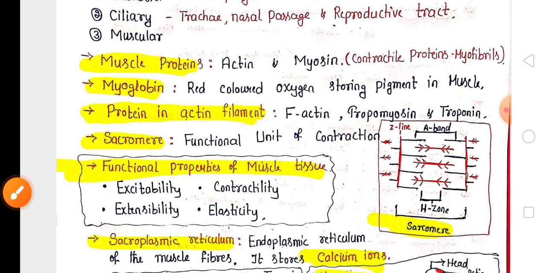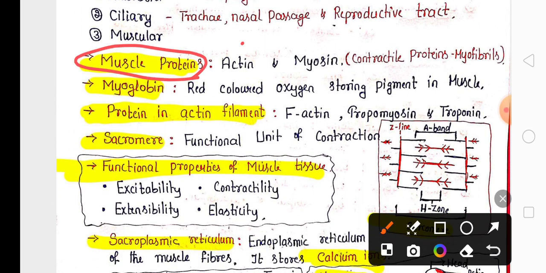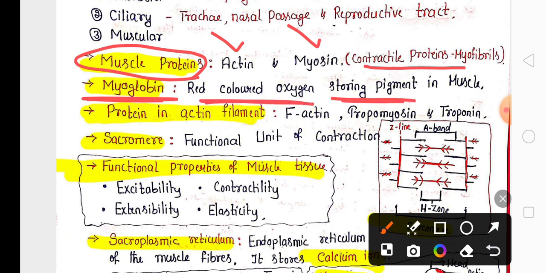Next, remember for the exam, muscular proteins are actin and myosin, and they are also called contractile proteins, present in myofibril. And myoglobin is a red colored oxygen storing pigment in the muscle. In the muscle, the oxygen storing red color pigment is called myoglobin. And the proteins present in actin filament are F actin, tropomyosin and troponin.